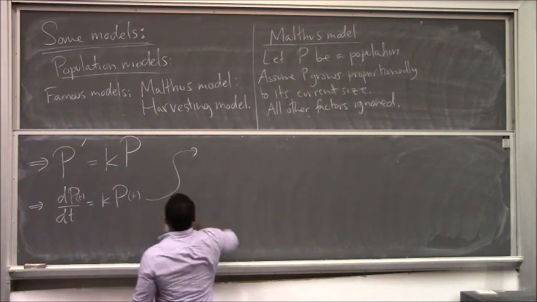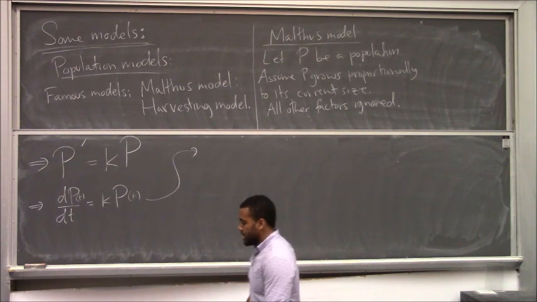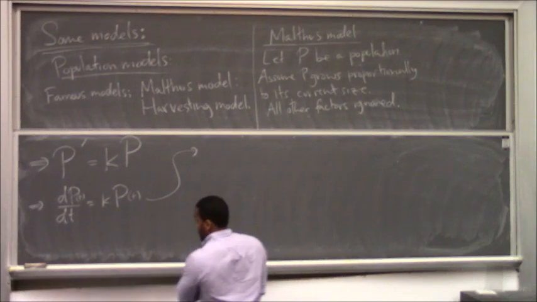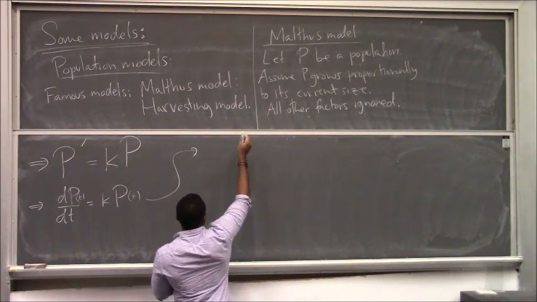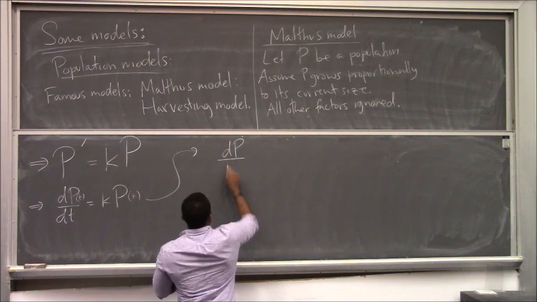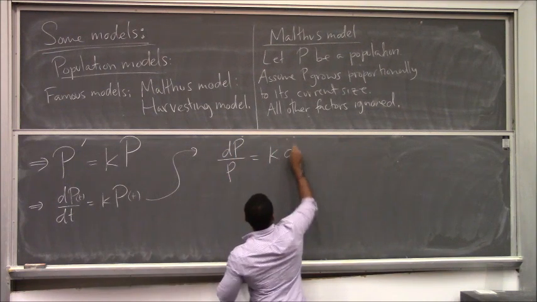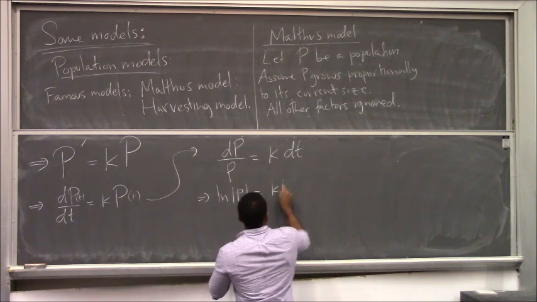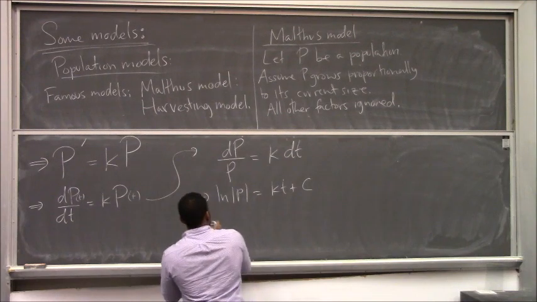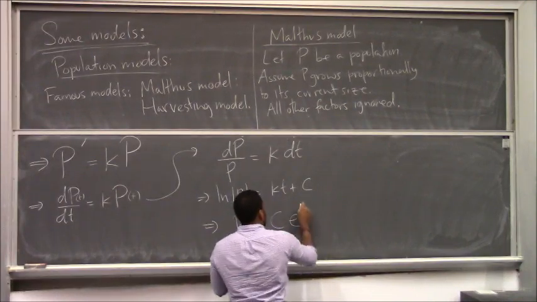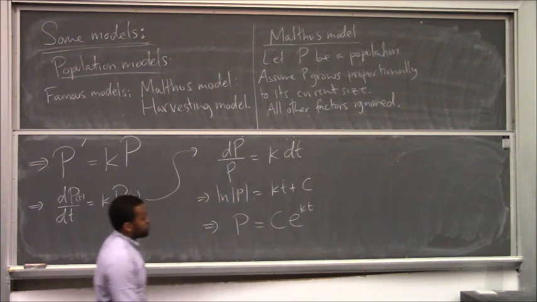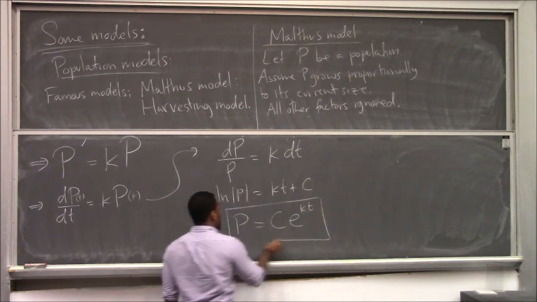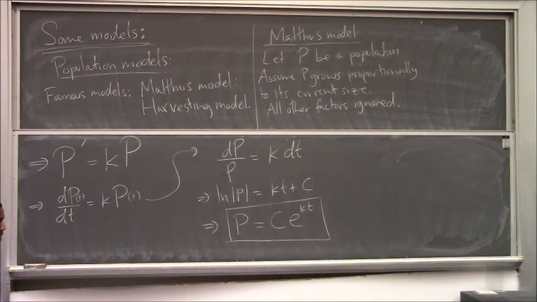Of course, now we can actually solve this. Based on that assumption, you can actually get an equation that describes the current size of the population at any time by solving the differential equation. So what we would do here is separate the variables. Integrating this, we would get ln of P. Integrating that, we would get kt plus C. Raising both sides to the e, we get P equals C e to the kt.